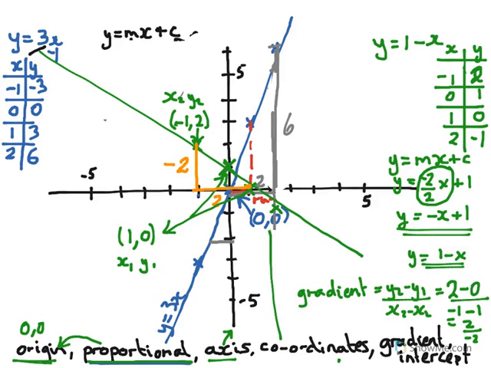Coordinates are how we represent the number that we go along, the x value, which is the first value in our coordinates, and the y value, how many we go up or down, is the second number in our coordinates. The gradient we know as rise over run, and the intercept is the point where the straight line cuts the y-axis at the point x equals 0. So all of these definitions are important to remember as well for graphs.